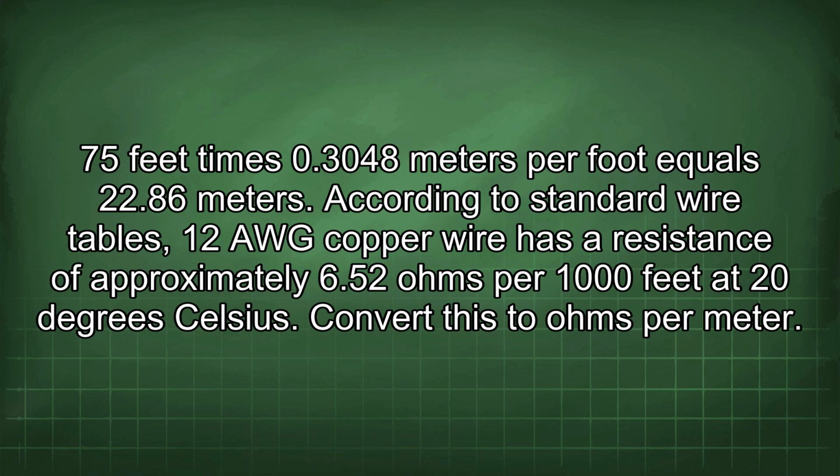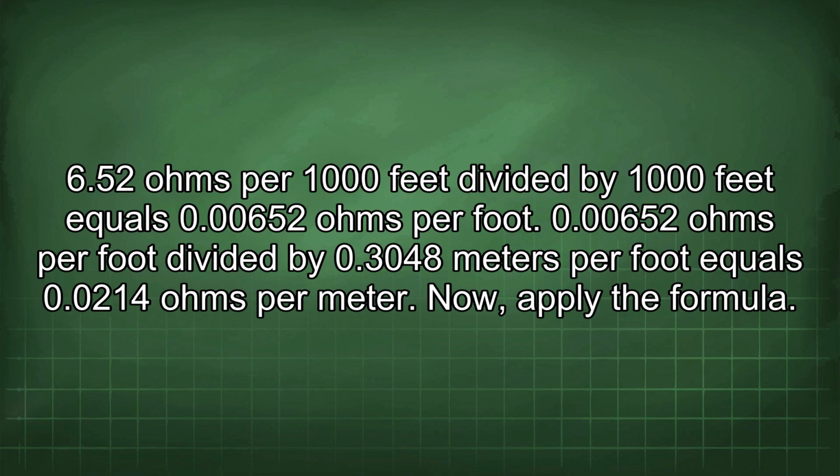According to standard wire tables, 12 AWG copper wire has a resistance of approximately 6.52 ohms per 1000 feet at 20 degrees Celsius. Convert this to ohms per meter. 6.52 ohms per 1000 feet divided by 1000 feet equals 0.00652 ohms per foot. Then 0.00652 ohms per foot divided by 0.3048 meters per foot equals 0.0214 ohms per meter.